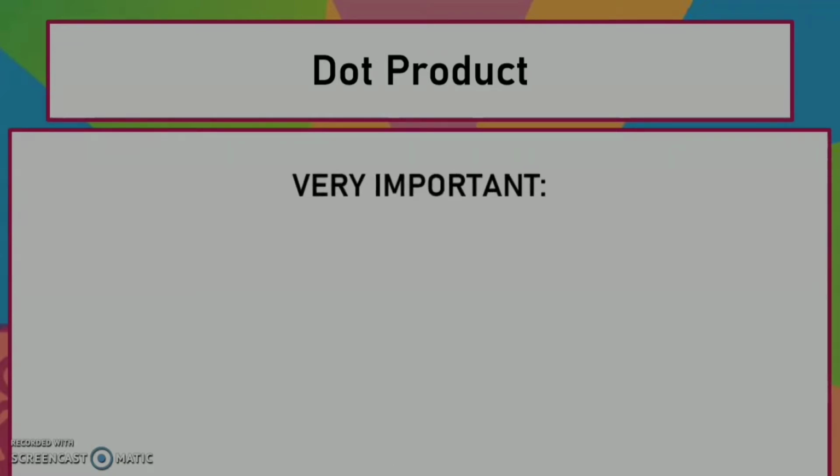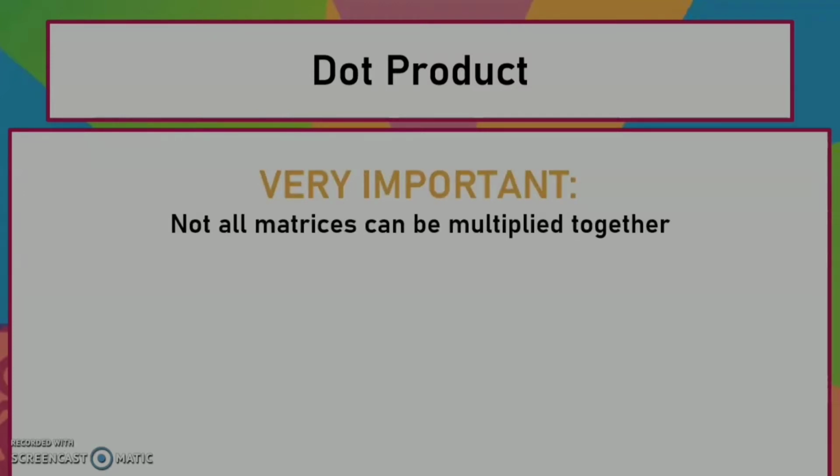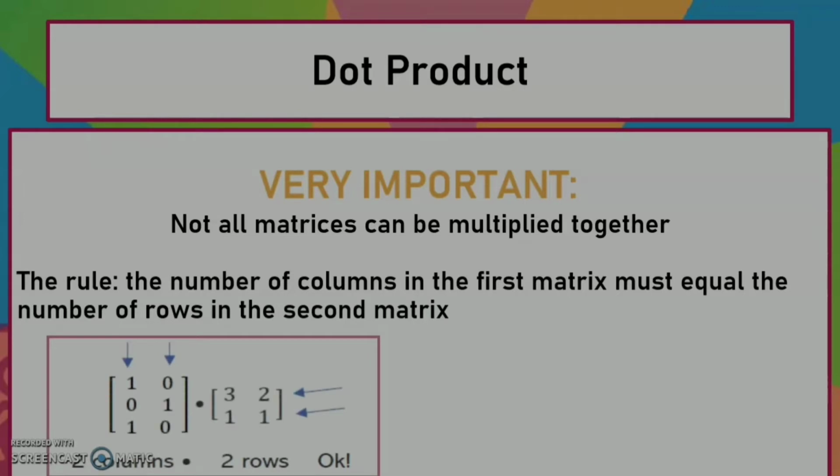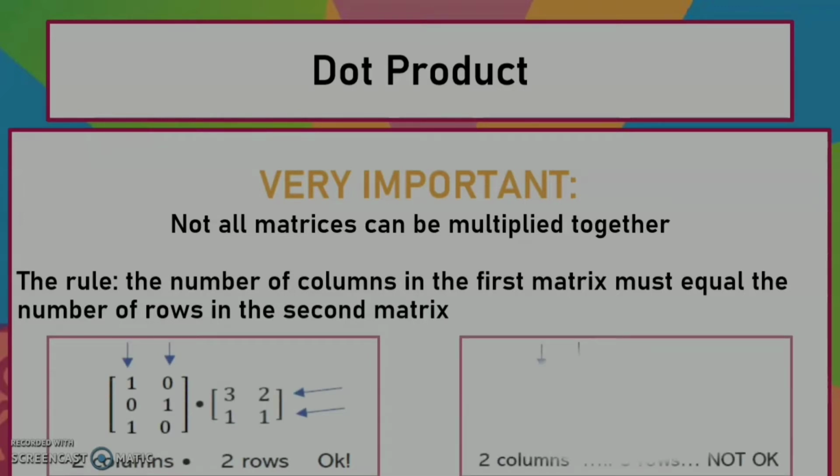Now the next part is super important, so pay attention. Sometimes we can multiply matrices, and sometimes we cannot. The rule is the number of columns in the first matrix must equal the number of rows in the second matrix. Here are 2 examples. Do you see the difference?